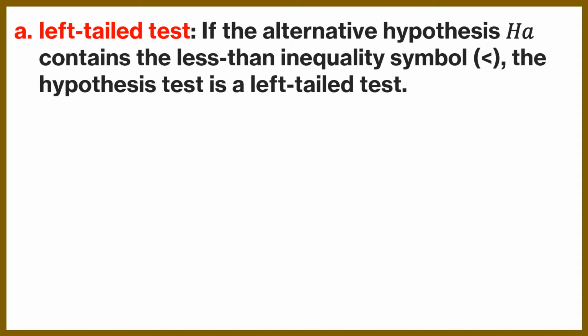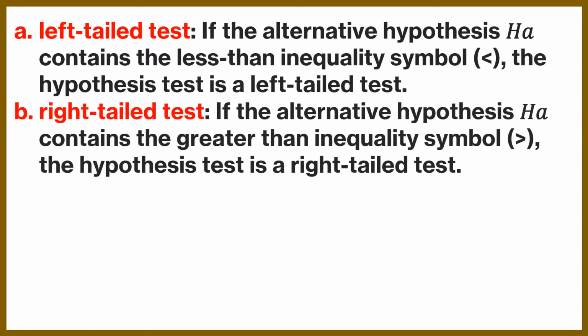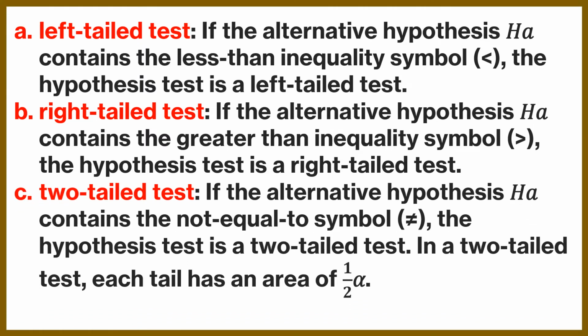Okay, so a left tail test, if the alternative hypothesis contains a less than inequality symbol, so we use the hypothesis test left tail test. While in right tail test, if the alternative hypothesis contains a greater than inequality symbol, so we use the hypothesis test right tail test. And in two tail test, if the alternative hypothesis contains a not equal symbol, so therefore we use the hypothesis test two tail test. So in two tail test, each tail has an area of one half of our significance level.